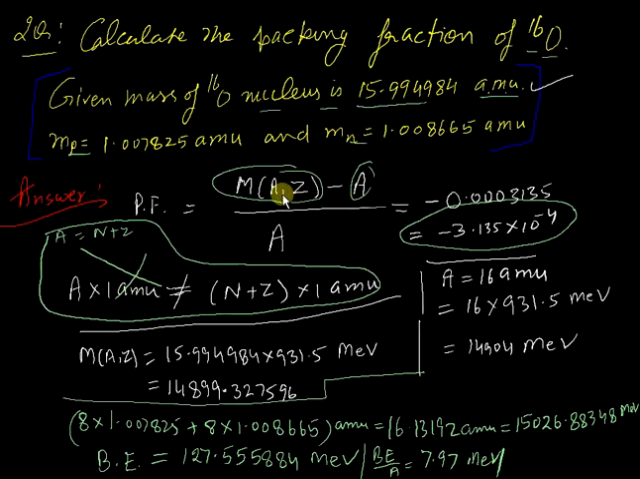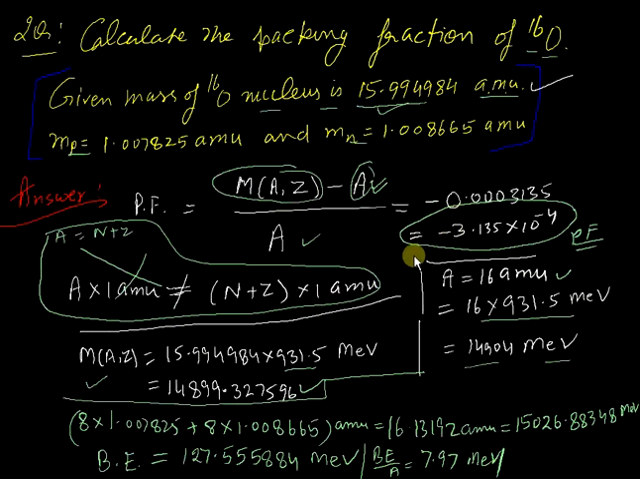So now, we know M(A,Z), that is given as 15.99, and I have to convert it into mega electron volts, which is 14889 MeV. A is 16, so 16 AMU converted into mega electron volts is 14904 MeV. Now put these values in and simplify, and we get the result, minus 3.135 into 10 raised to the power minus 4, as the packing fraction. So this is one point.